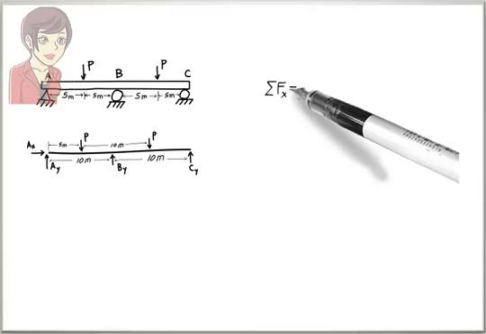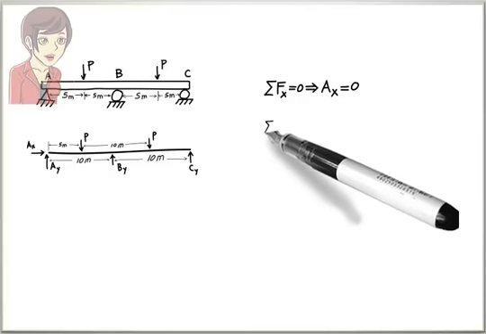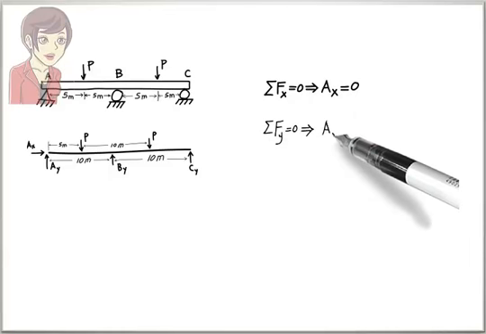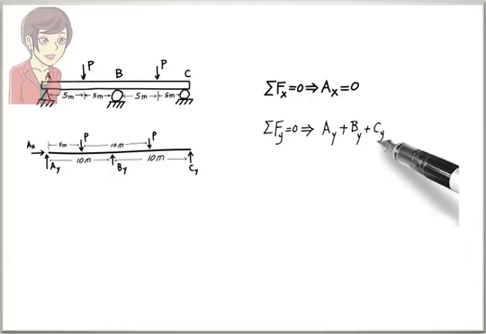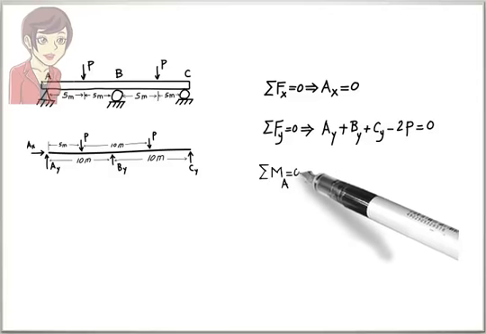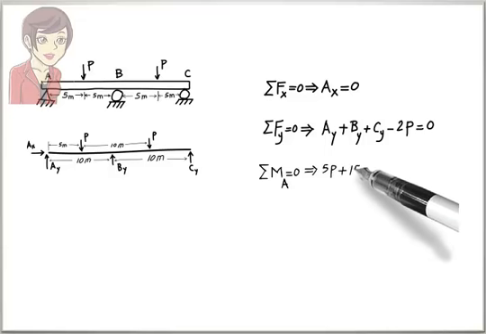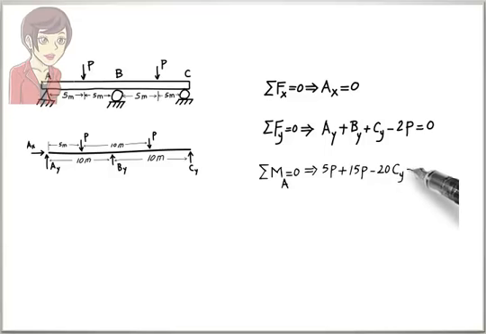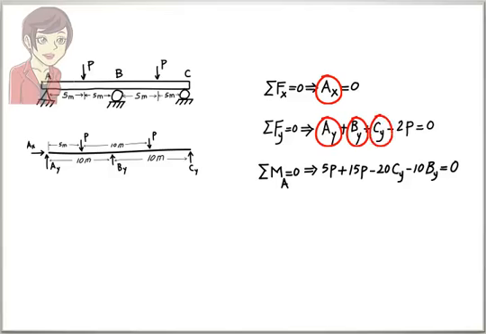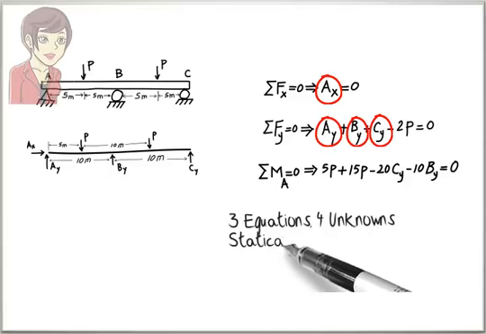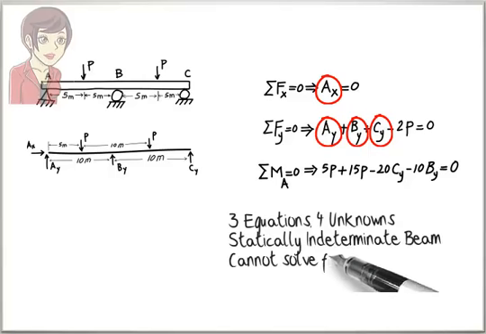AX equals 0, AY plus BY plus CY minus 2 times P equals 0. 5 times P plus 15 times P minus 20 times CY minus 10 times BY equals 0. Notice that we have 4 unknowns but only 3 equations. Therefore, we cannot solve for the unknowns. The beam is not statically determinate. We will discuss techniques for analyzing statically indeterminate beams later in the course.